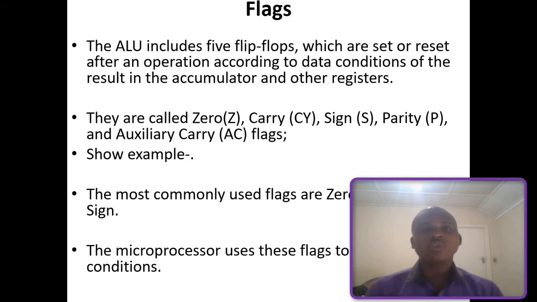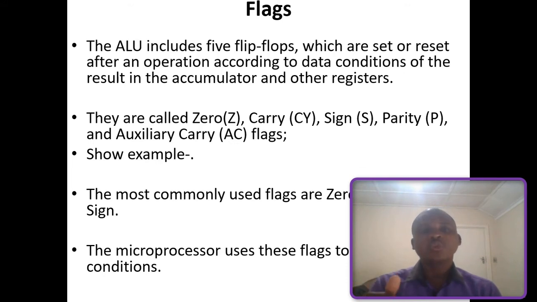The ALU also includes the flags register. The ALU includes 5 flip-flops which are set or reset after an operation according to data conditions of the result in the accumulator and other registers. You know that the result in the accumulator will be the result from the ALU's operations. All the operations carried out by the ALU, the result will be in the accumulator. That result in the accumulator will also affect our 5 flags.